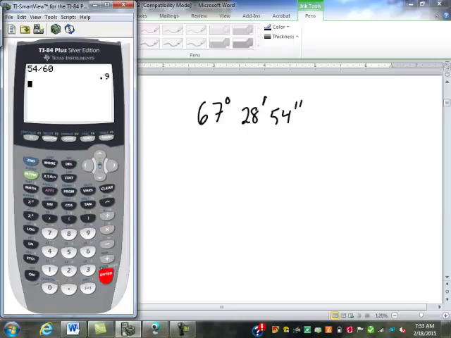What am I going to do with that? I'm going to add the 28 to it, and then divide by 60 to make that into degrees, and add my 67. You got it. So 67.4817.